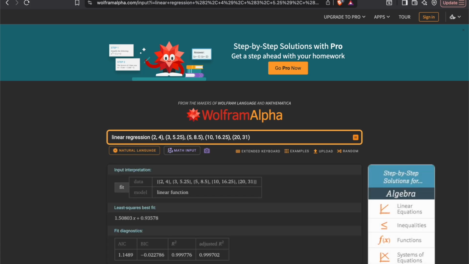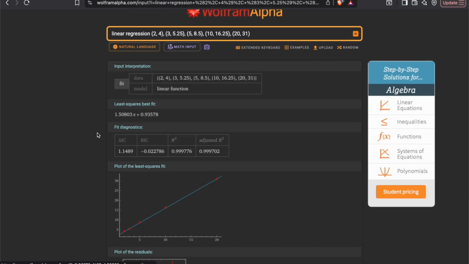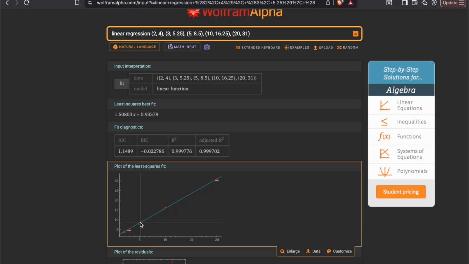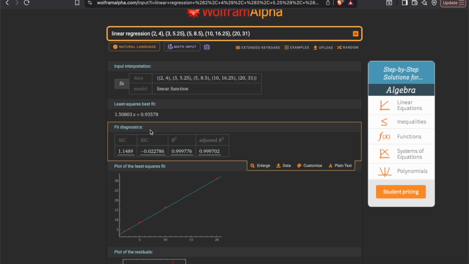And it does. And it says that the line that minimizes each of these distances from the line to the point, right? You have a distance here, that would be D1, a distance here, D2, distance here, D3, distance here, D4, distance here, D5. We're going to minimize that. We want to make those as small as possible, and the line which does that is 1.50803x plus 0.93578.